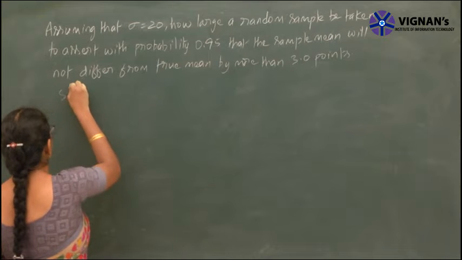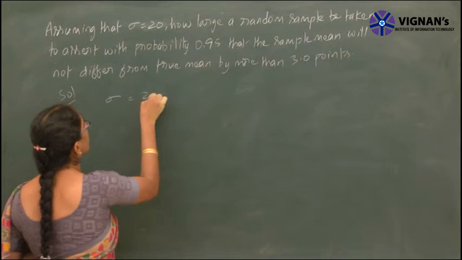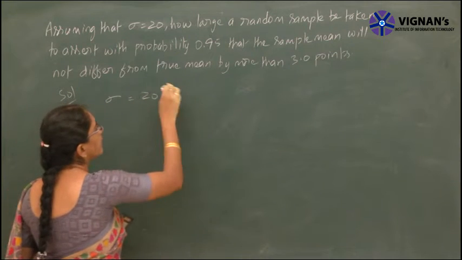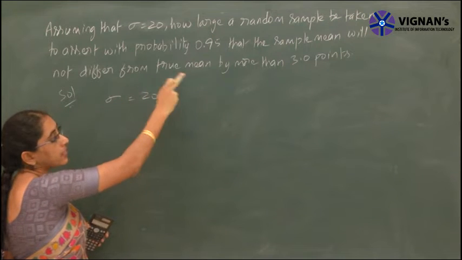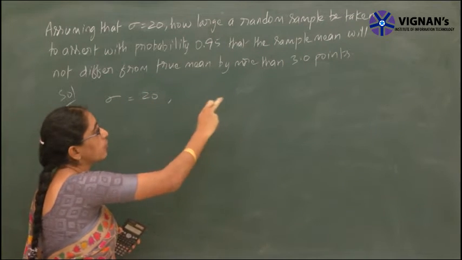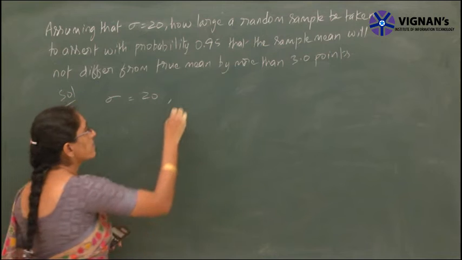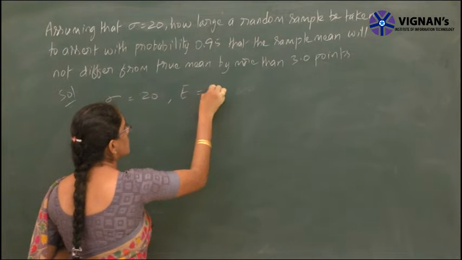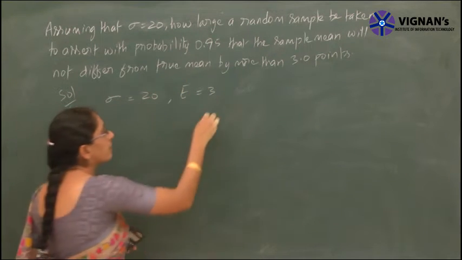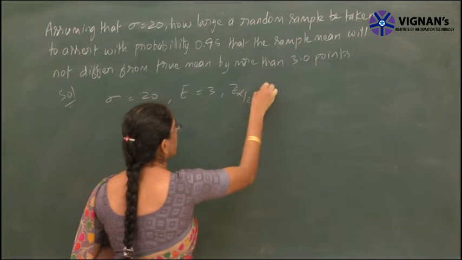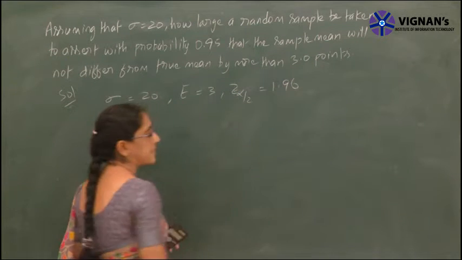So first you write down the given data, sigma equal to 20 and here the sample mean will not differ from the true mean by more than 3 points, means that is the error. So error is here 3 and the confidence level is 0.95. That means Z alpha by 2 is 1.96.